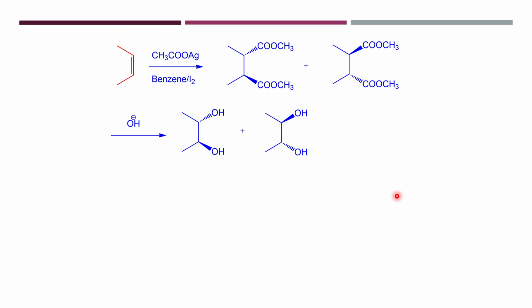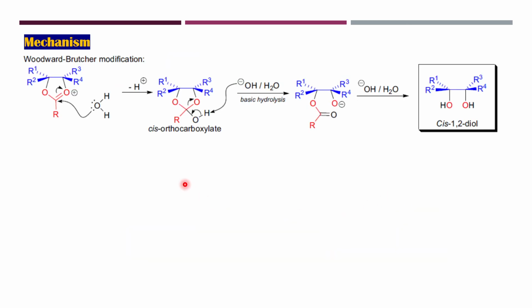But out here in the Woodward condition, the water is making a nucleophilic attack. Water is no longer an inert solvent, and for this what happens, a cis orthocarboxylate is being formed, which under the conditions of basic hydrolysis will lead to the formation of this product, which further undergoes ester hydrolysis to give the product of cis 1,2 diol. Okay, so that was the discussion on the name reaction of Prevost and Woodward.